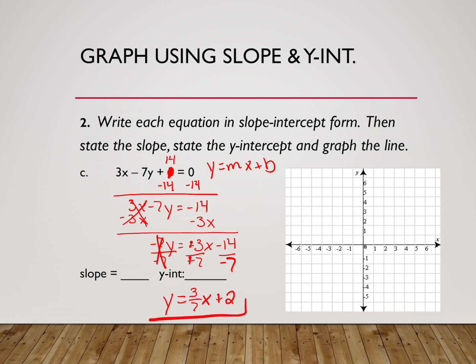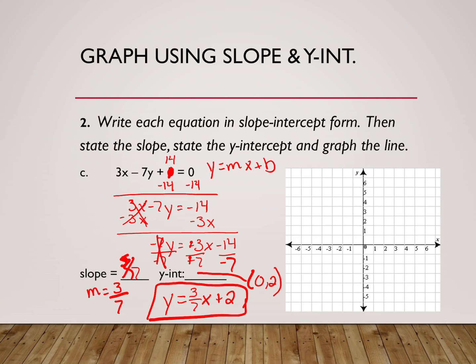So here's our slope-intercept form. Our slope is the number in front of the x, so it is 3/7. That was kind of sloppy. Let's write it down here. m equals 3/7. Our y-intercept, the number by itself right here, as an ordered pair would be (0, 2).